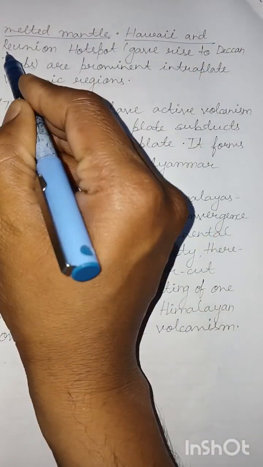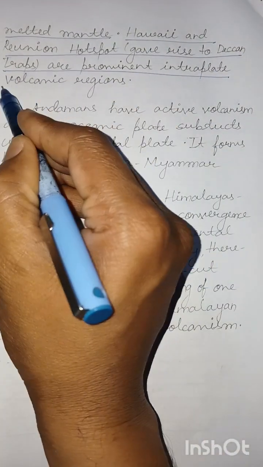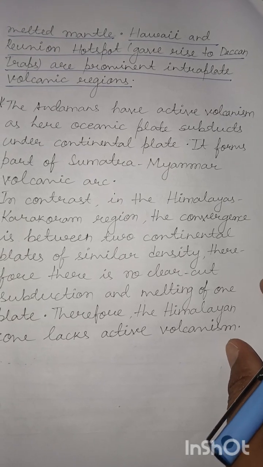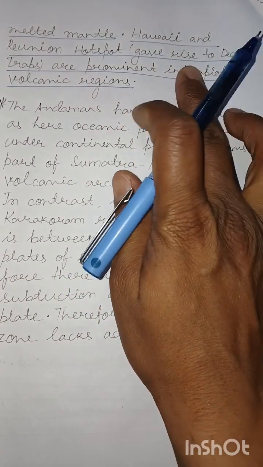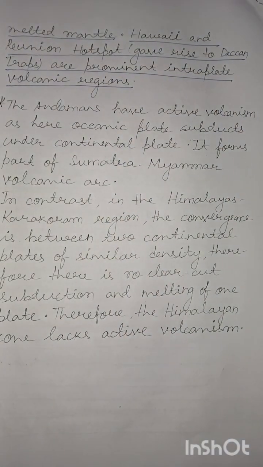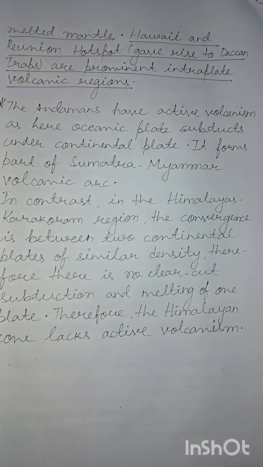Hawaii and the Reunion hotspot, which gave rise to the Deccan Traps, are prominent intraplate volcanic regions. We have just discussed that the Reunion hotspot is situated in the Indian Ocean, and it is generally taken as the prime cause for the Deccan Traps. That is, the Deccan Traps are due to the activity of the Reunion hotspot.